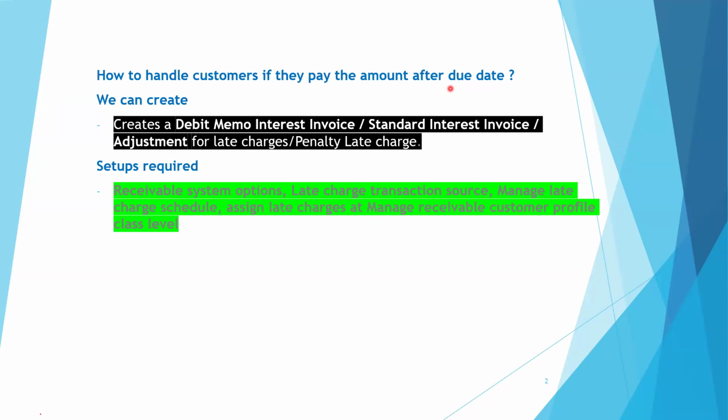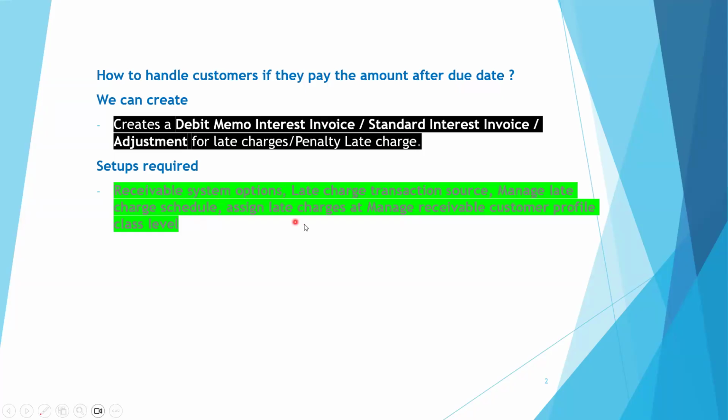Okay. Then you will have to define the late charge transaction type for the debit memo or standard invoice or adjustment. Okay. Then you can have the late charge schedule also, like suppose if he is crossing 30 days, then he is paying after 30 days, after 2 months. Then what is the percentage of the interest or penalty or any fixed amount? Okay, like 100 rupees I want to charge for 1 month, or else 5% of the penalty of that invoice amount due. So like that, you need to configure the late charge schedules.